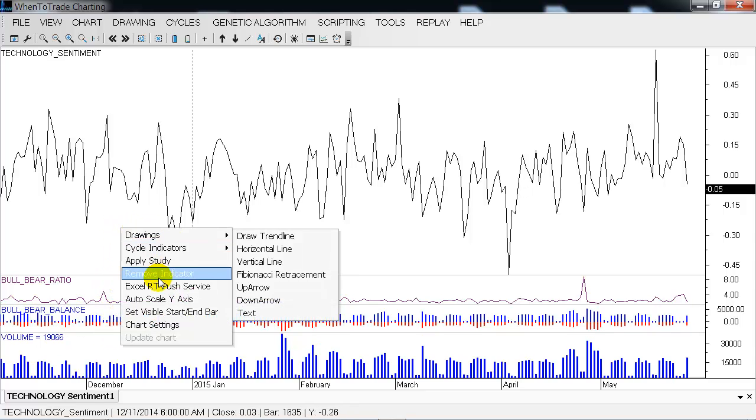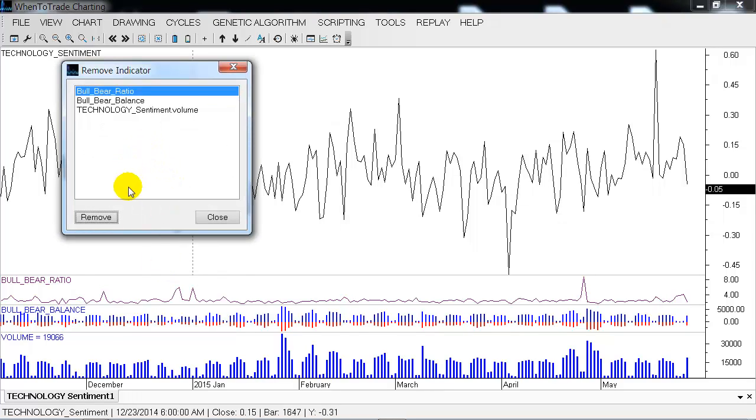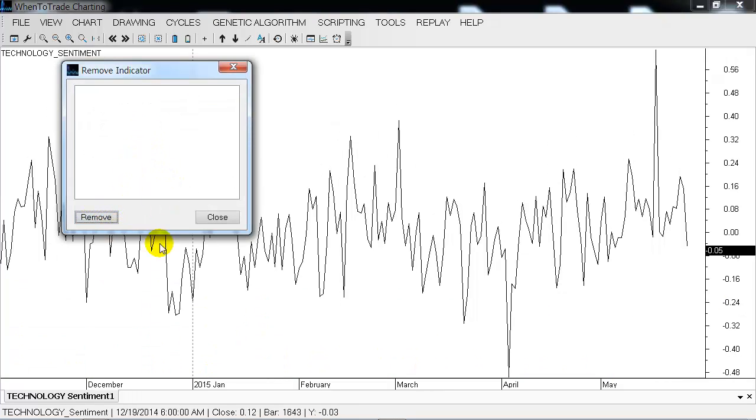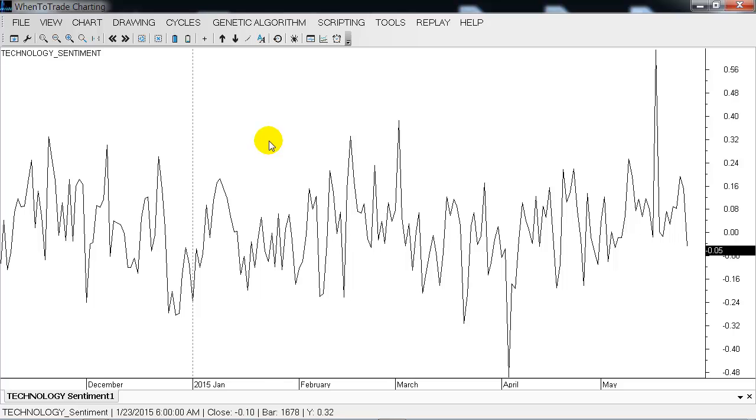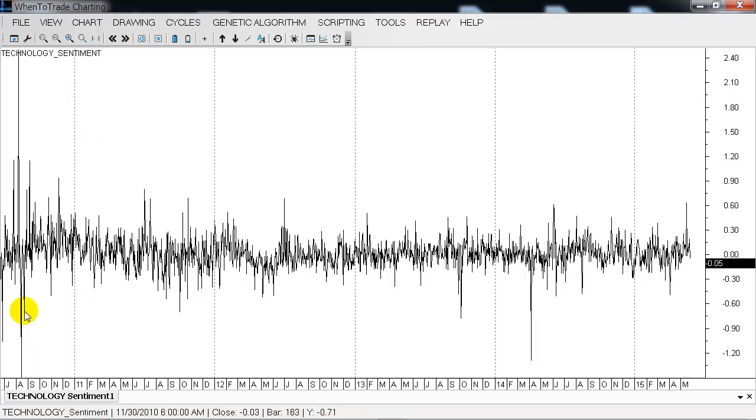We will just remove the ones we will not use for this example. In this example we will concentrate on the raw bullish bearish net score sentiment information, which makes it quite interesting to put the cycle analysis on top of that. So this is what I want to demonstrate today. This is the full range of the technology sentiment information we've just loaded into our charting application.